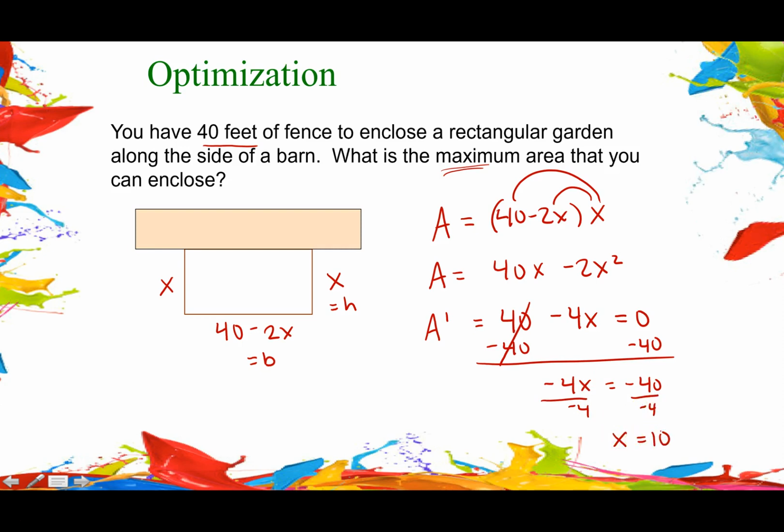But we're not done. We have to figure out what the maximum area is. So let's go ahead and plug that in. So here I'm going to have 40 minus 2 times 10, and that's going to be 40 minus 20, which is 20. So I'm going to have 20 on this side, and then my x here is just x, or in other words, it's just 10. So my area is going to be equal to base times height, in this case 20 times 10, which is equal to 200 square feet.